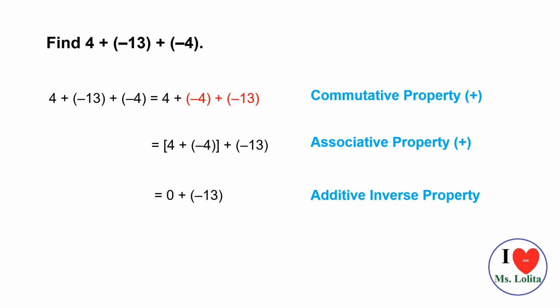Correspondingly, we can apply the additive inverse property. So, 4 plus negative 4 will give us 0. And plus negative 13, we're going to move it down. Therefore, 0 plus negative 13 will give us negative 13.